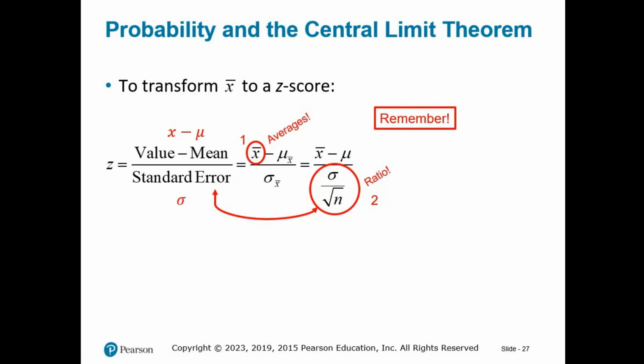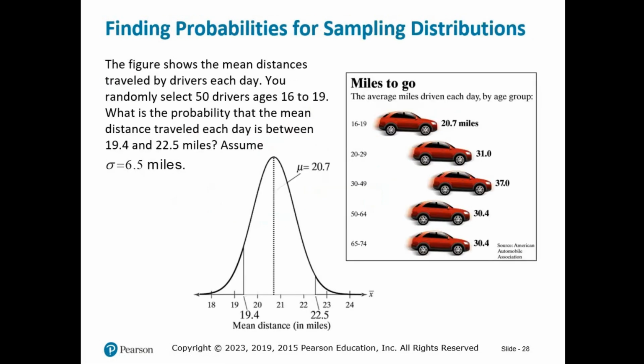Alright, let's do some examples. The figure shows the mean distances traveled by drivers each day. You randomly select 50 drivers ages 16 to 19. What is the probability that the mean distance traveled each day is between 19.4 and 22.5 miles? Assume the population standard deviation equals 6.5 miles.